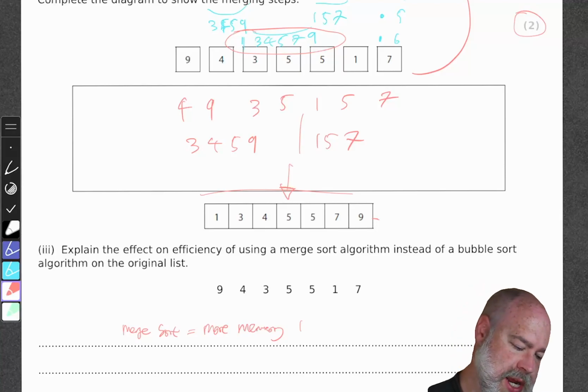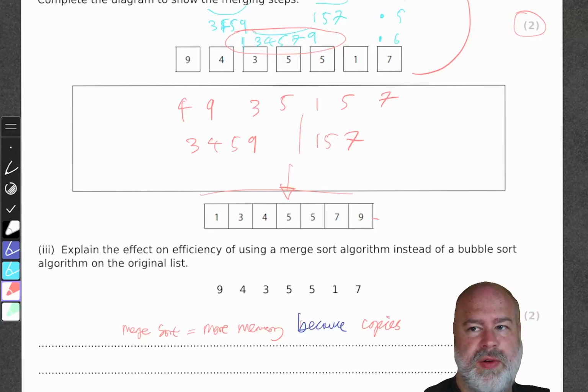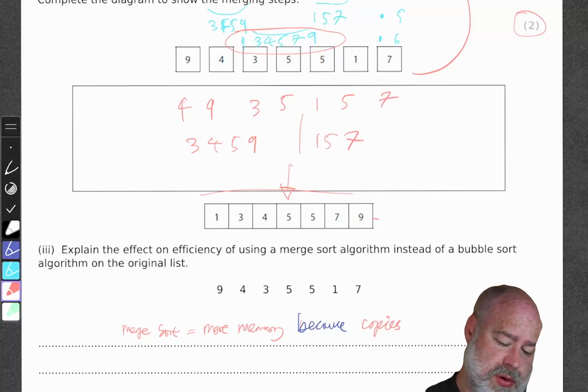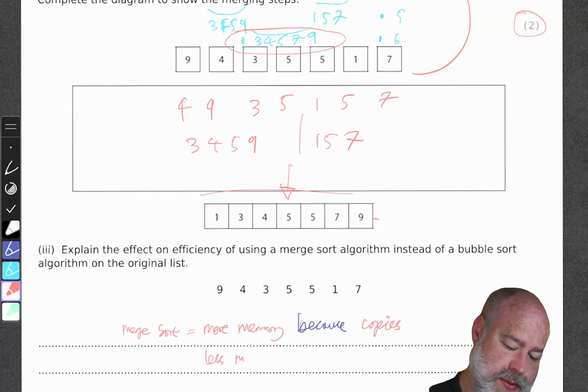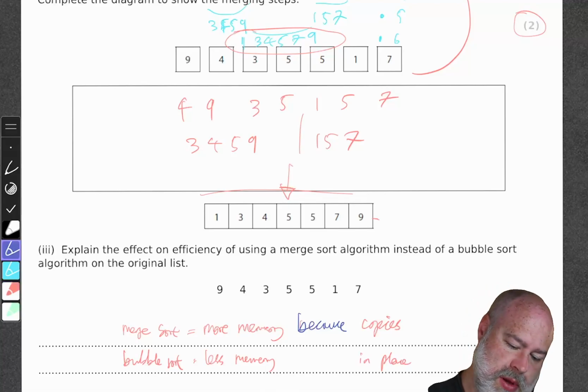So I'm going to use a linking word here, because it copies itself quite a lot of times. And bubble sort, you could also say bubble sort, less memory. It's less memory because it's an in place sorting algorithm. Again, I have to use because to link these two things.